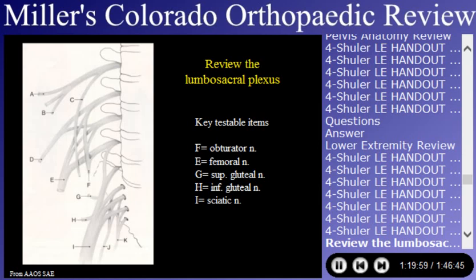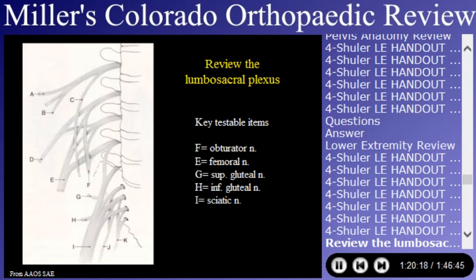One of the things, if you even know where these innervations come off of, you can at least make a reasonable guess. So you know femoral nerve is L2 to L4. You can at least guess 5, 4, 3, 2, 1, 2, 3, 4. You can guess which one of those is the femoral nerve and at least eliminate some of the possibilities. G is superior gluteal, H is inferior gluteal, and I is the sciatic nerve.